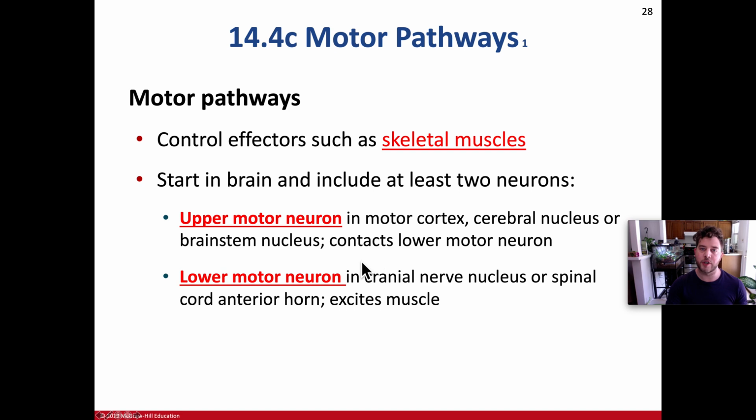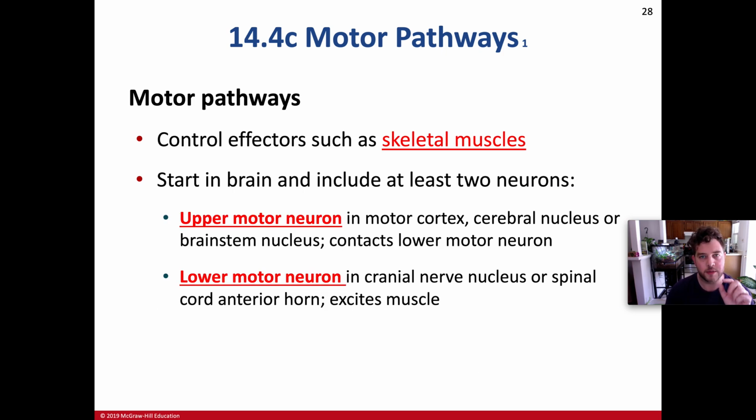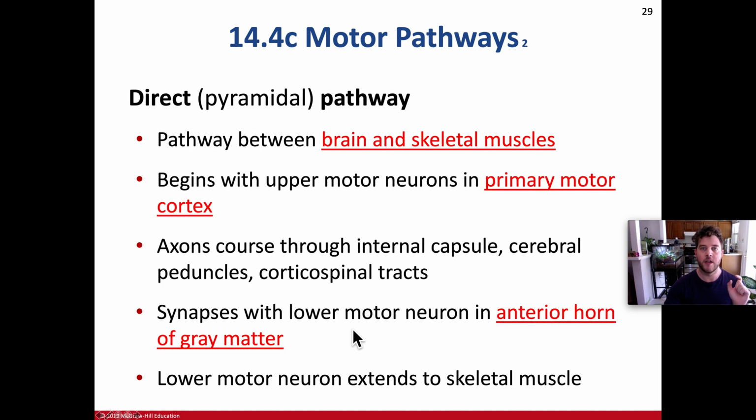There can be other neurons in between here. These could be a chain of neurons, but essentially that's what you're going to have. You're going to have your upper neuron in the cortex, your lower neuron exciting the muscle. Within this basic pathway of these 2 neurons, you can have different ways to get there. So you can have a direct pathway or an indirect pathway. In your direct pathway, it's directly between the brain and the skeletal muscles.